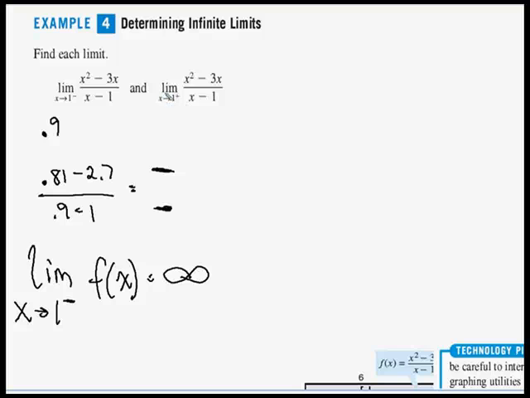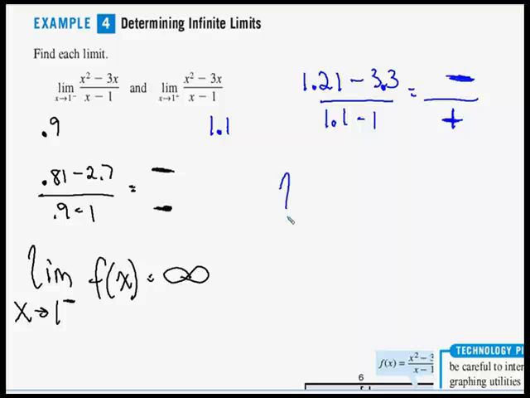We're approaching 1 from numbers a little bit bigger than 1. So I'm thinking here in my head 1.1. Well, 1.1 squared would be 1.21, I believe, minus 3 times 1.1 would be 3.3, divided by 1.1 minus 1. So 1.21 minus 3.3 is definitely going to be negative. 1.1 minus 1 is positive. Negative divided by positive is negative. So our limit as we approach 1 from the right-hand side of our function is equal to negative infinity.